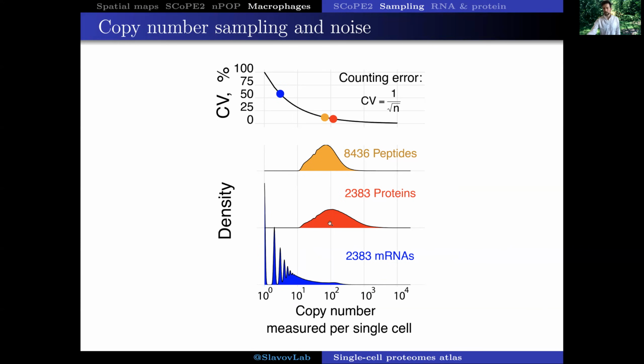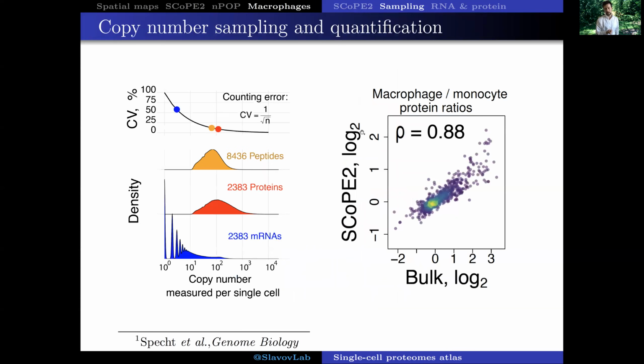While for proteins, we sample about 20-fold more copies than for messenger RNAs, which corresponds to smaller counting errors. Accordingly, with the better sampling, we see that the relative quantification of proteins is quite reliable and very similar between the single cells averaged in silico and bulk relative protein levels measured by conventional well-validated methods.